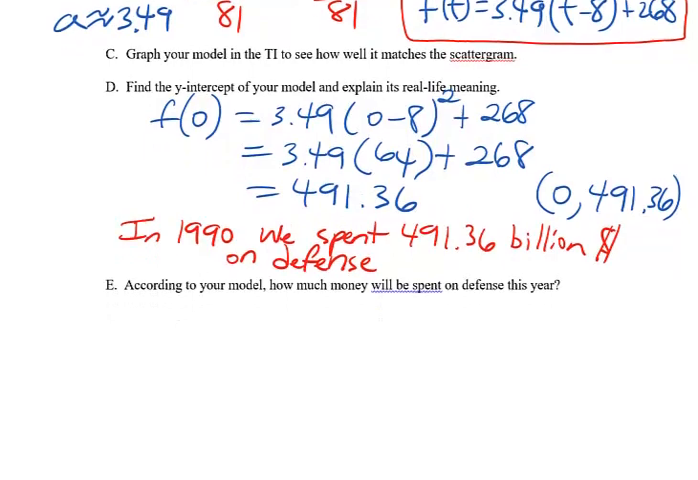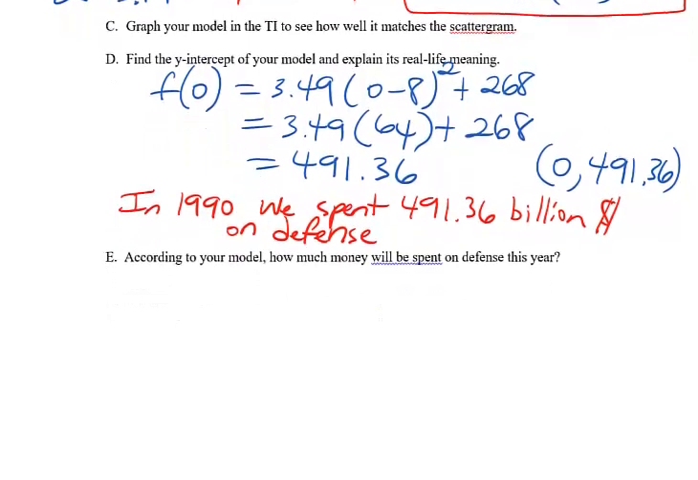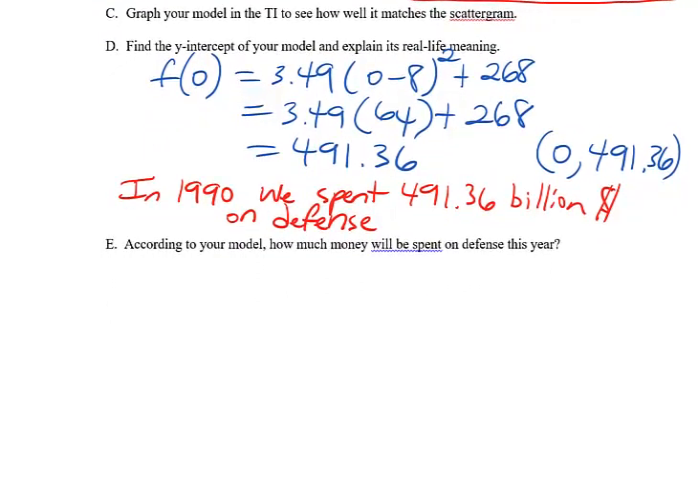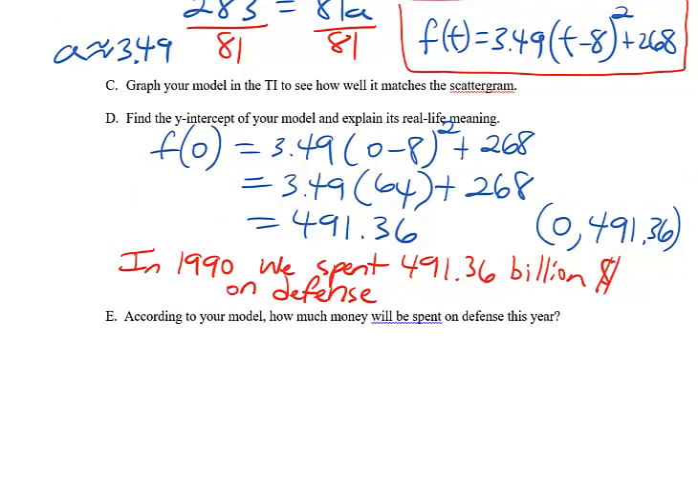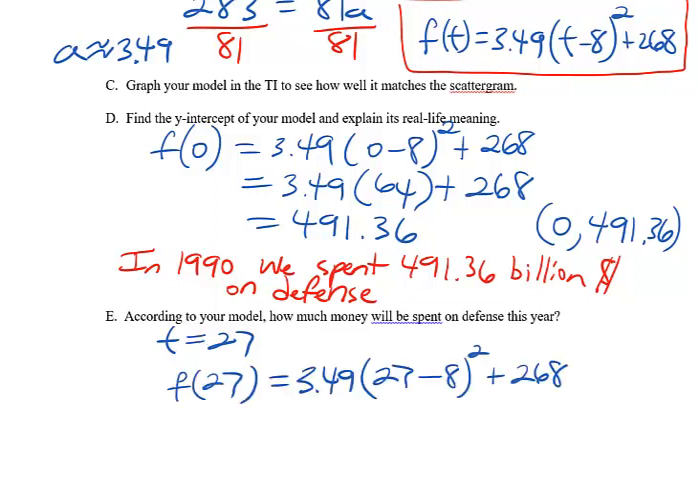Okay, and then finally, letter E, according to your model, how much money will be spent on defense this year, meaning 2017? Well, let's see, I have to think about my let statement. T was number of years since 1990. If I subtract that from 2017, that comes out to be 27 years. Obviously, if you're watching this video in a different year, then you would have to make an adjustment. All I need to do is plug 27 in for t and work out the math.